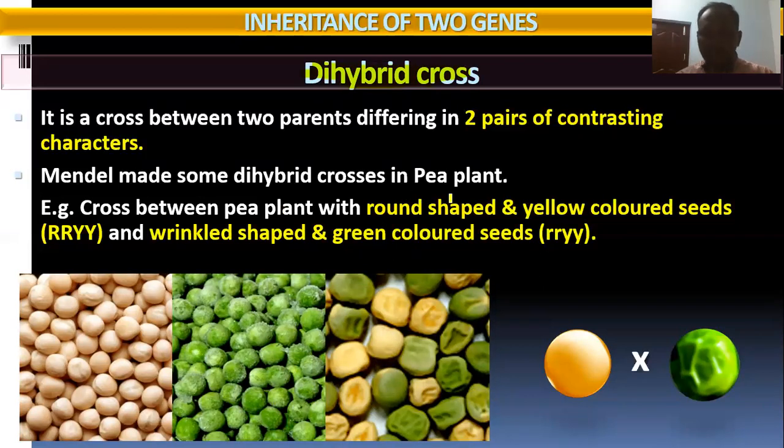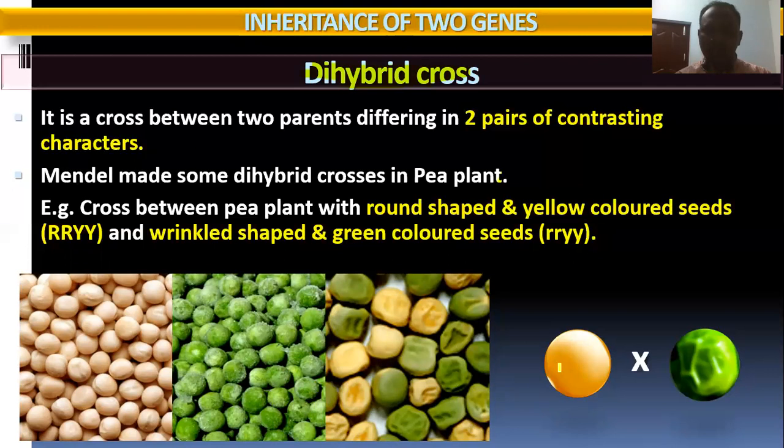He selected round-shaped seeds with yellow color, and crossed them with wrinkled-shaped, green-colored seeds. Here you can see that in this cross he selected two pairs of contrasting characters. One is seed shape, round and wrinkled. The second one is seed color, one yellow and the other green.